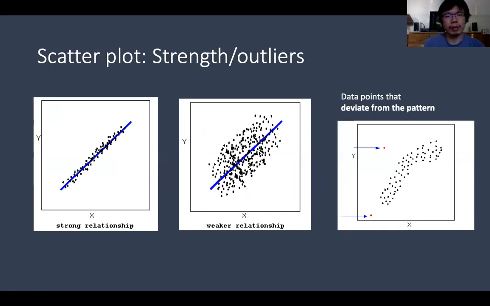And we can also look at the form, whether it's linear or curvilinear. But most importantly, we can determine the strength of the relationship by how close or scattered the dots are relative to the fitted regression line. So remember, the line is an indicator of their linear relationship, and the degree to which the dots are scattered around the line indicates the strength of the relationship. So the first graph shows a stronger linear relationship than the second graph, where the relationship is weaker. You can also use it to see outliers and detect the data points that deviate from the pattern. So again, spotting outliers is a very important step during exploratory data analysis.